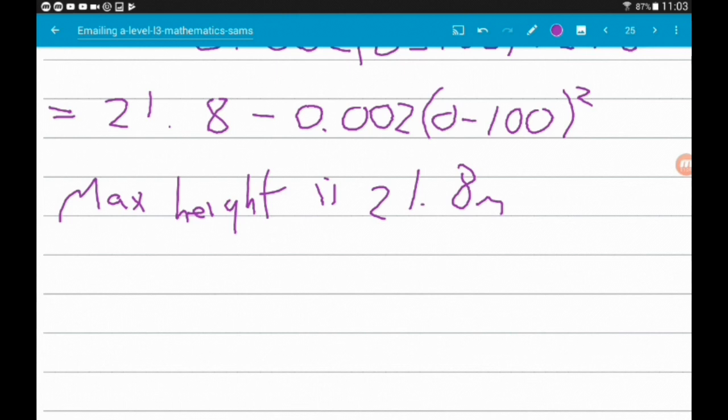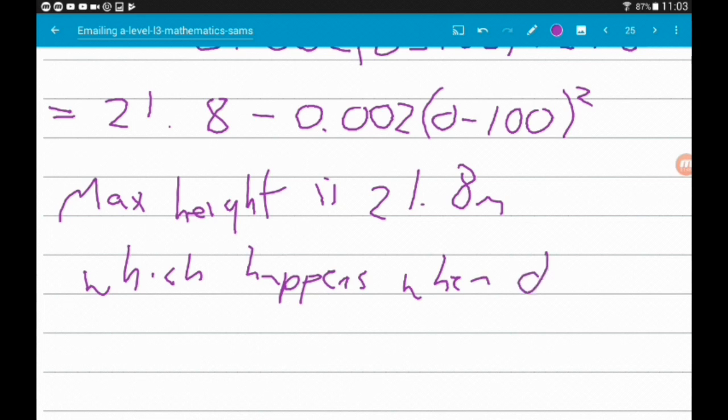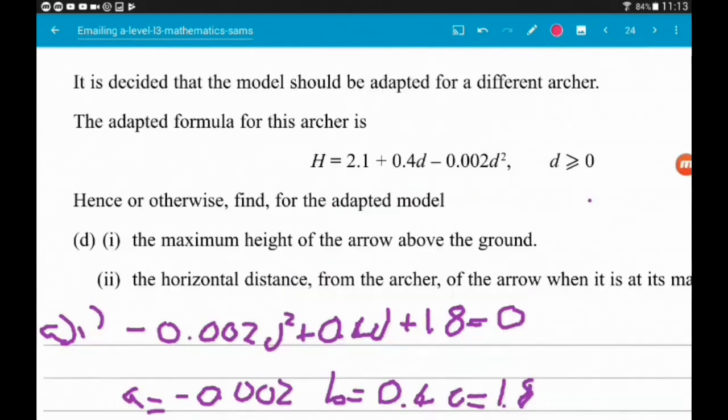So then inside of that bracket, 100 minus 100 cancels out. So the maximum height is 21.8 meters, which happens when d is equal to 100. So, we weren't asked to do that, I just thought it's nice to chuck the extra info.